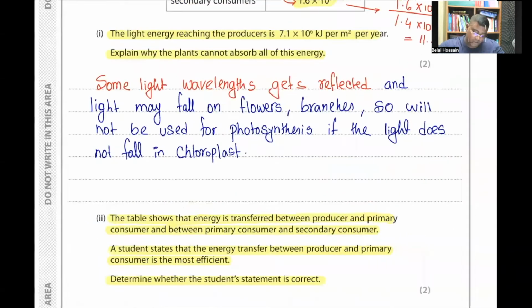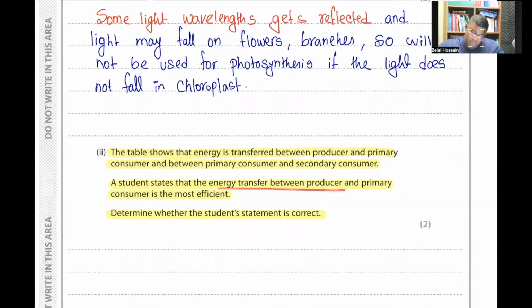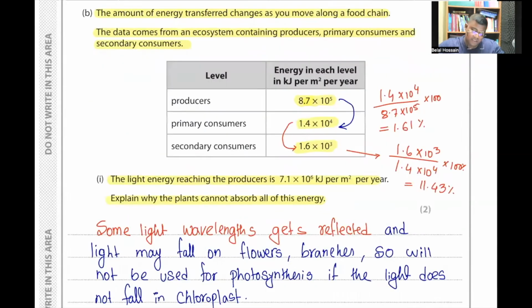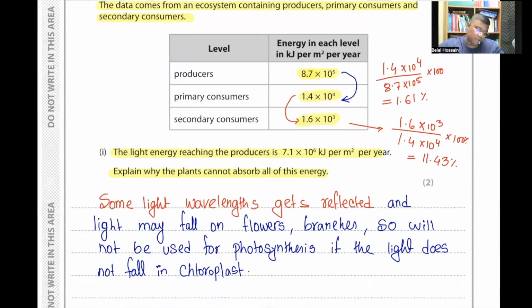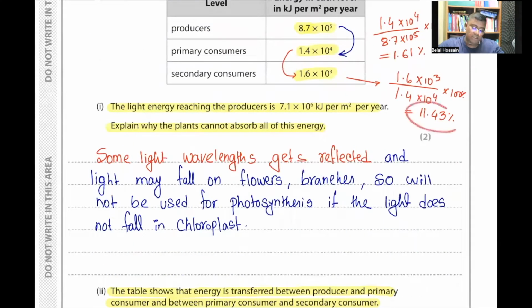Now, the student concluded that the energy transfer between producer and primary consumer is the most efficient. As we can see, the efficiency at that level is 1.61%. So it is much lower than that of the primary consumer to secondary consumer, which is 11.43%.